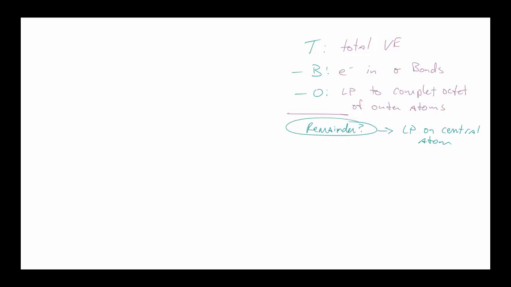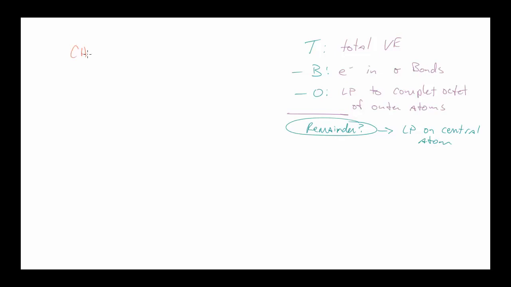The T stands for total valence electrons. The B is our electrons involved in these sigma bonds, and a sigma bond is just a single bond. The O is the electrons in the lone pairs that I'm going to use to complete the octet of all of my outer atoms, and remember, a lone pair is 2 electrons. Then you'll notice I've got T minus B minus O. If I have a remainder after that point, those are going to exist as lone pairs on the central atom. So I'm going to run really quickly through some examples with you.